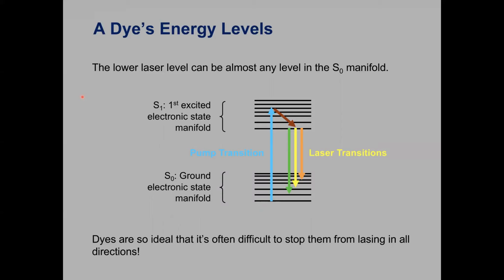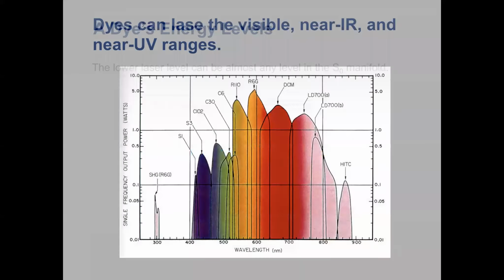In fact, they're very easy to get lasing. The hard part in using them is getting them to laze in one direction. If you hit them with energy, you can kind of get multiple beams going out in different directions. As for what this looks like, the type of wavelength ranges over which you can get a dye to laze, depending on the different dyes you use, the different letters here are different abbreviations for different types of organic dyes.